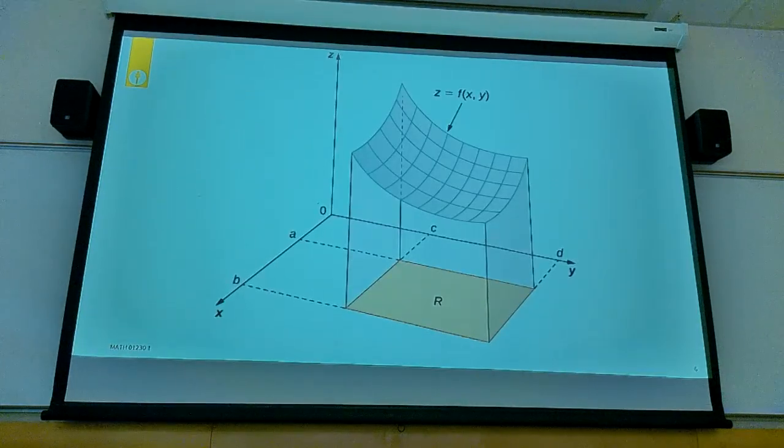Right, so if you look, you have your function here. This is the region that we're integrating over, so rectangular. The idea is the same as with single integration. You want to divide your surface into sub-rectangles.